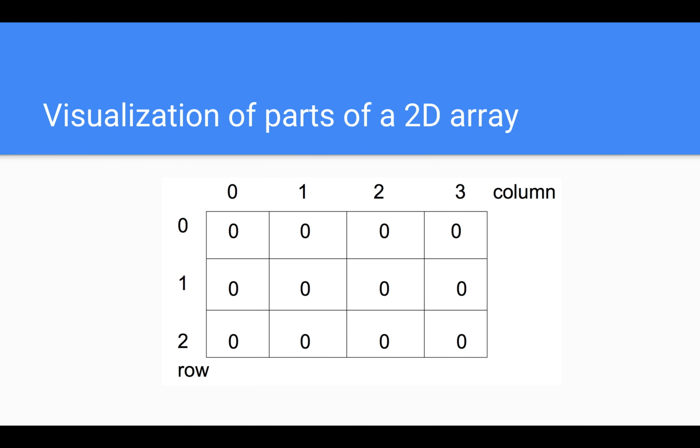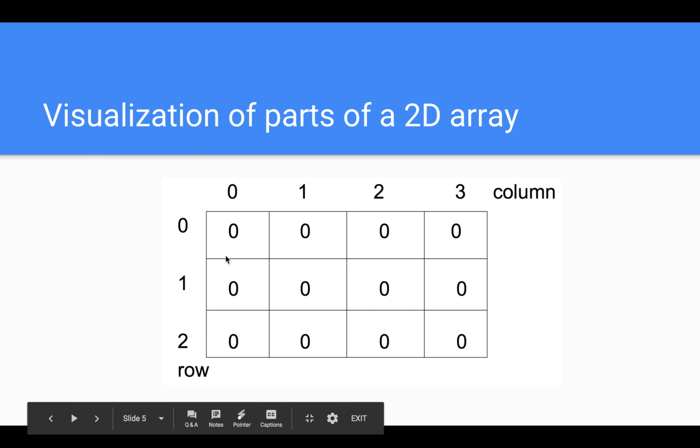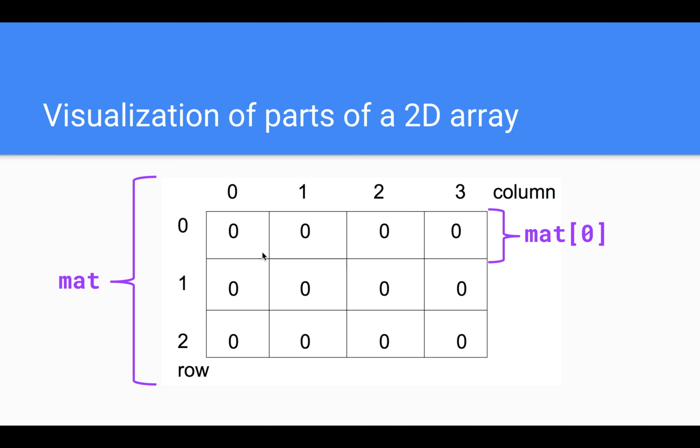So here is a visual representation of a 2D array. This one has 3 rows and 4 columns, with the first row and column being at 0. So this whole thing would be the matrix mat. This first row here would be mat[0]. And this element here would be mat[1][2].